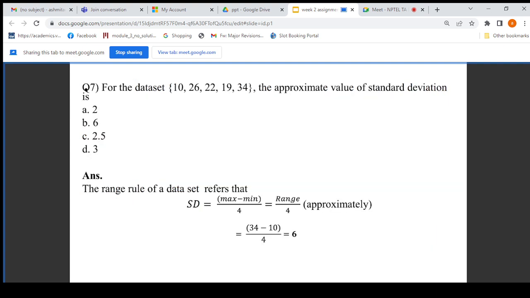So now the next question: I want to find out the approximate value of the standard deviation as well as the actual value of the standard deviation for this particular question. The actual values or the approximate value is already given. Actual values: 10, 36, 58, 77, 111.